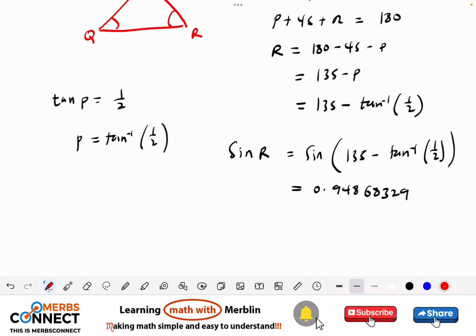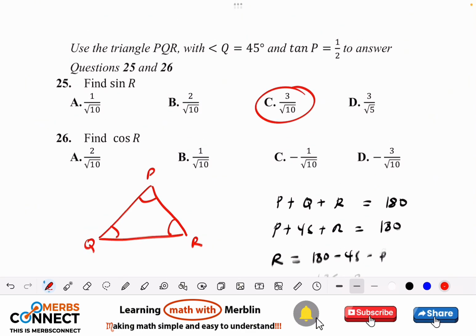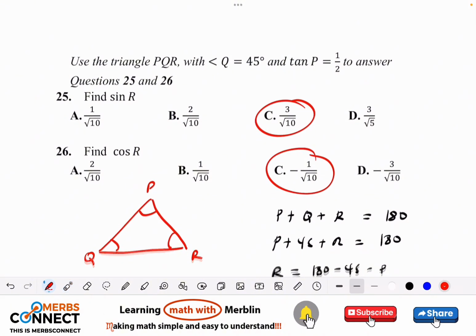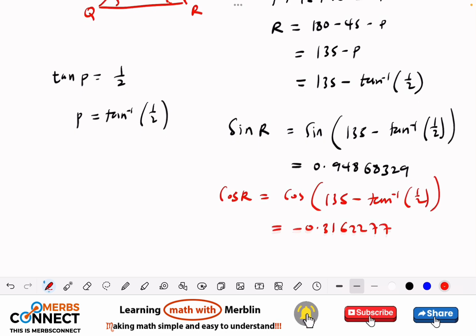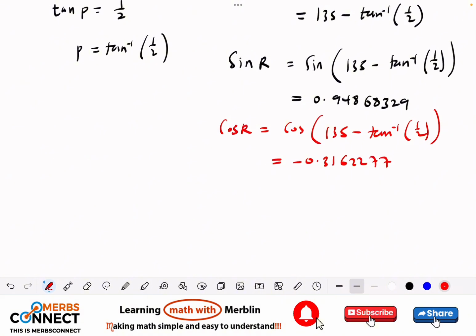Right. So the same thing for the cos. Cos R will be equal to cos of 135 minus tan inverse of 1 over 2. And this should give us something like minus 0.3162277, right? And when you figure out everything on the calculator, the one that is going to give you something like this is this, which is also cos R. So the idea is that this is the short way of doing it without going through any formula or something like that.